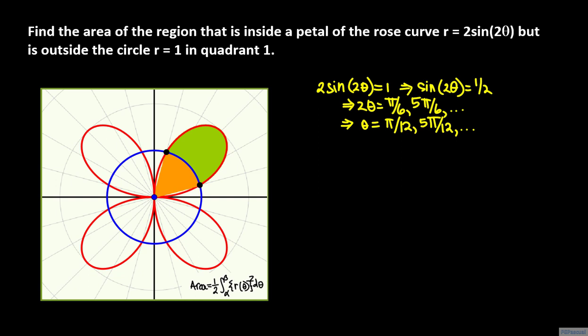Theta equals pi over 12 is easy to verify on the graph. This must be the point where theta equals pi over 12. And this must be the point with theta equals 5 pi over 12, since 5 pi over 12 is just pi over 12 short of pi over 2. And so these theta values are the correct limits of integration.